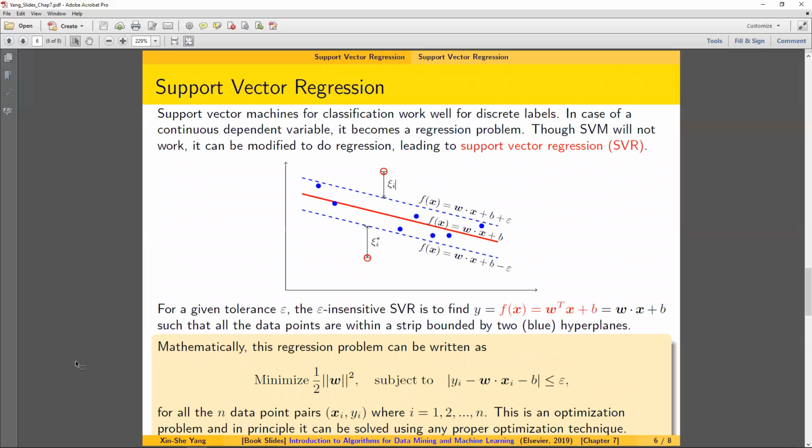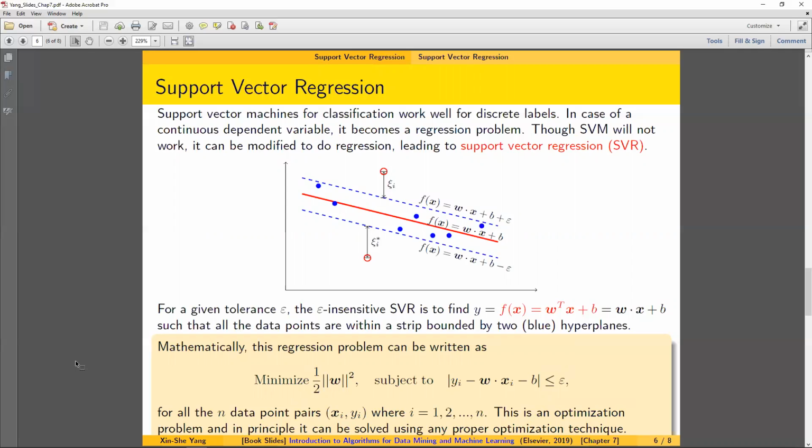Moving on, we want to discuss support vector regression. Support vector machines for classification work really well for discrete labels, as we just discussed earlier. We have two sets of labels, one of them is +1, the other is -1. But in case of a continuous dependent variable, instead of binary or categorical, if the y variable is continuous, you want to use support vector regression. Support vector regression is something beyond support vector machines, but it's the same family of problem.